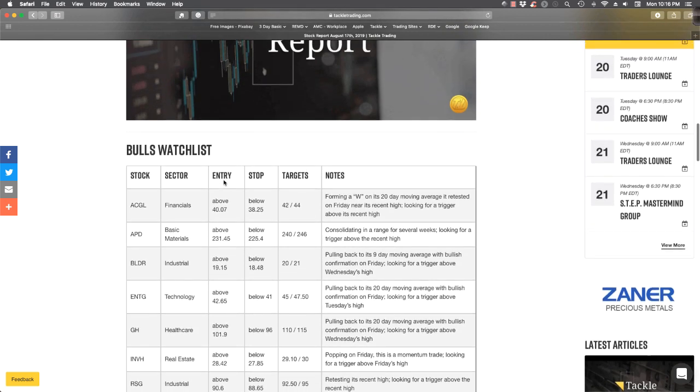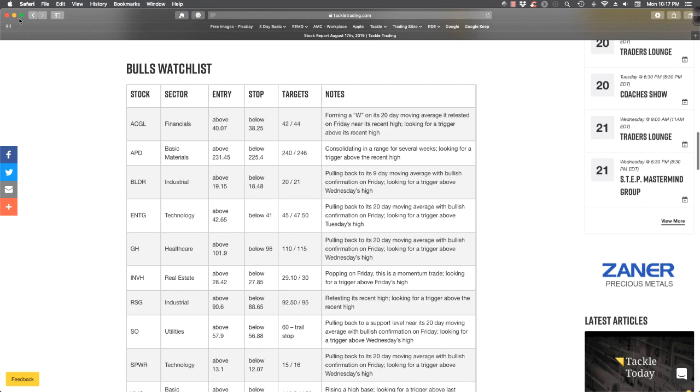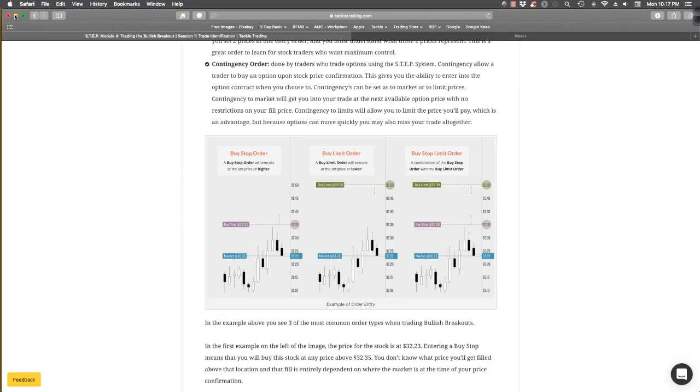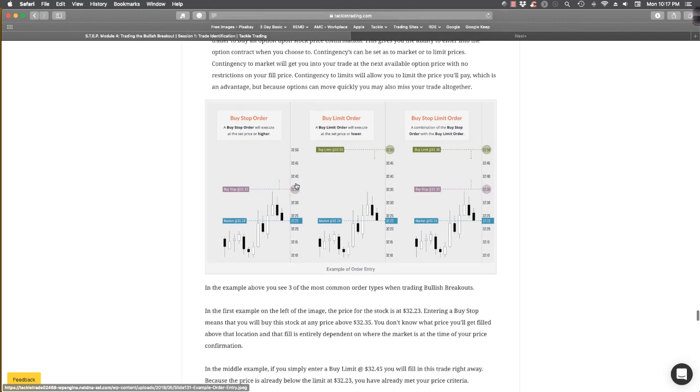But again, use the right order types to help you control your entry to get in at the right time. Using a buy stop limit combines the confirmation of a stop order with the control of a limit order, and helps you trade with confirmation on those breakouts.